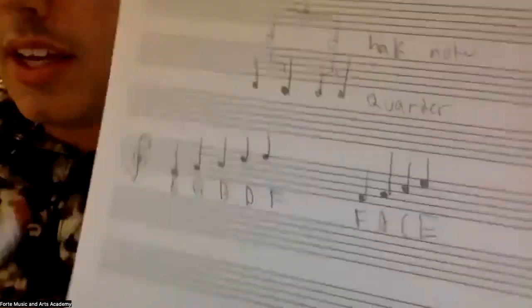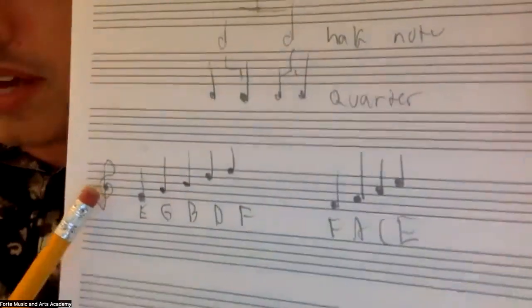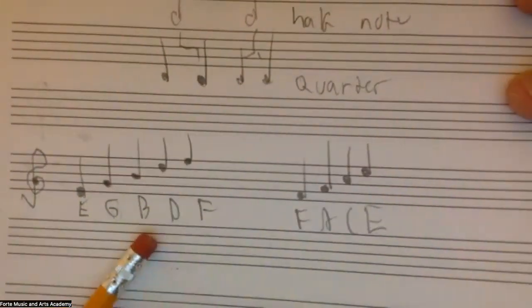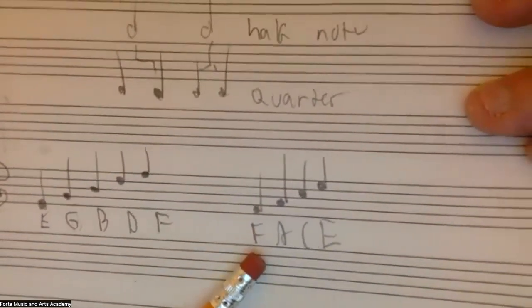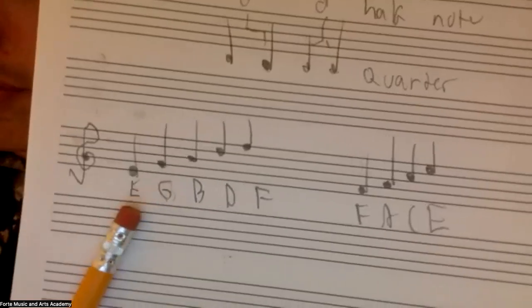So this is the treble clef line. Every staff has 5 lines with 4 spaces. So the lines are going to be here, and the acronym here is "Every good boy does fine." This has an acronym too. I don't know what it is. It just spells face though. So this will be the 4 spaces. This will be the 5 lines.